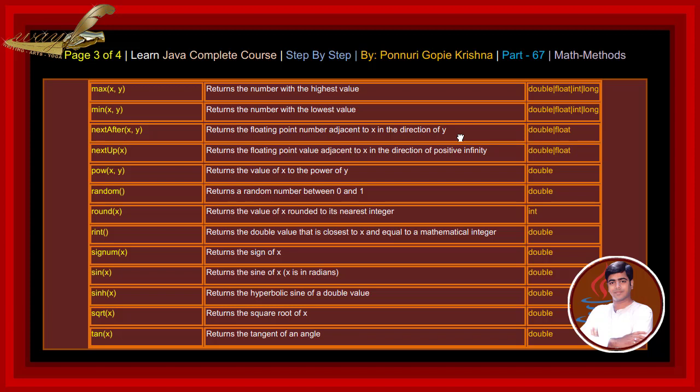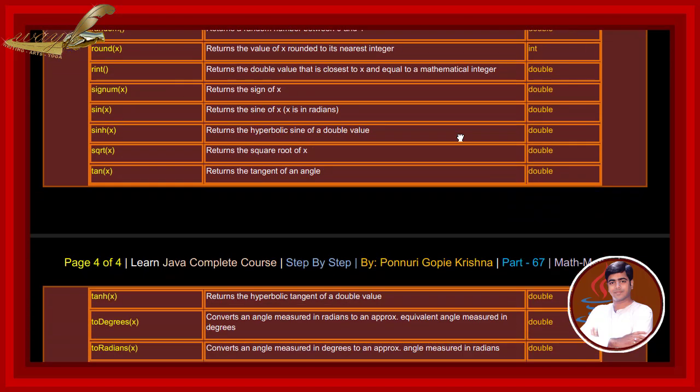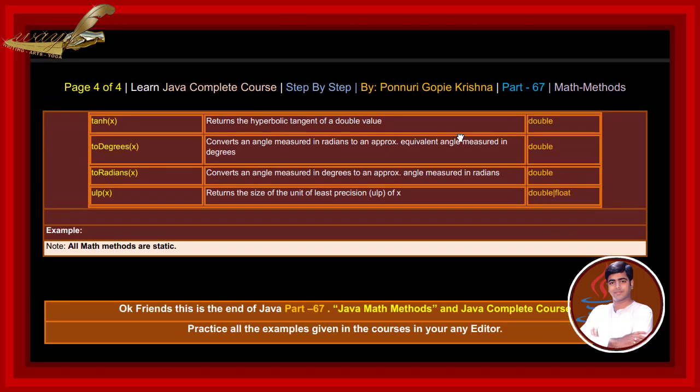The signum method returns the sign of x. The sin method returns the sine of x in radians. The sinh method returns the hyperbolic sine of a double value. The sqrt method returns the square root of x. The tan(x) method returns the tangent of an angle. The tanh method returns the hyperbolic tangent of a double value.